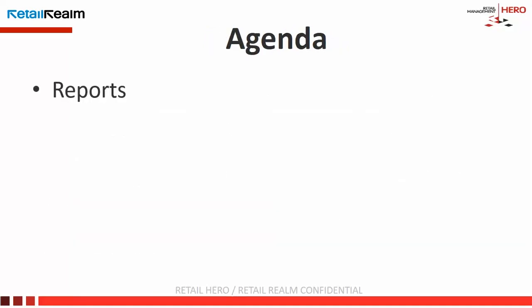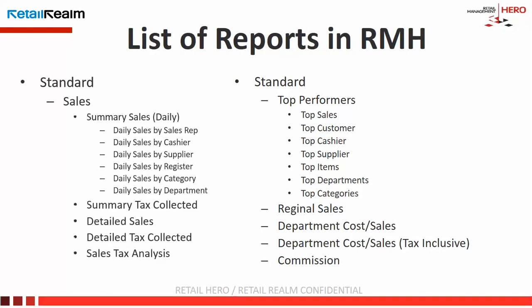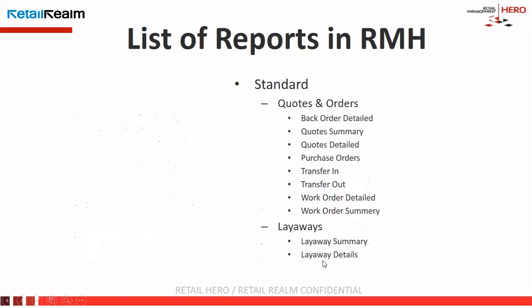So today we are going to talk about reports. Before I go in and show you reports and how they work in RMH, let's have a quick look at the number of reports we have in RMH. We have various sections. We have the standard section where we have the sales reports. Under sales we have summary of sales and daily sales report, summary tax collected, detailed sales, detailed tax collected, top performers, regional sales, department cost analysis, and so on.